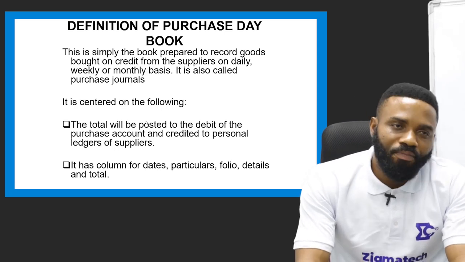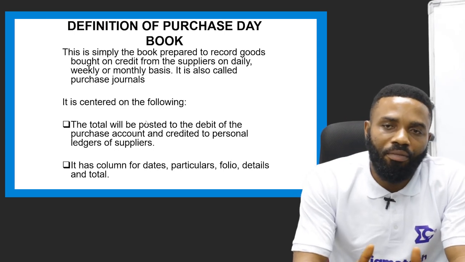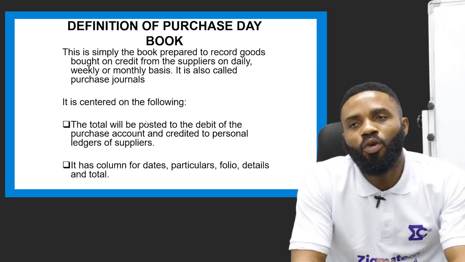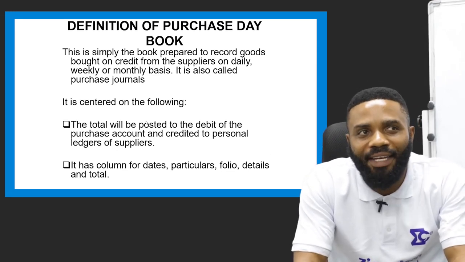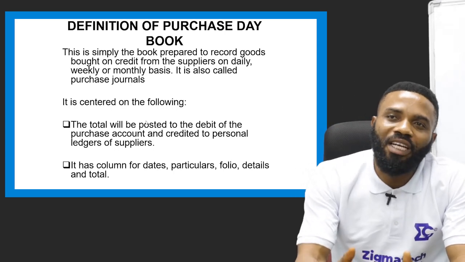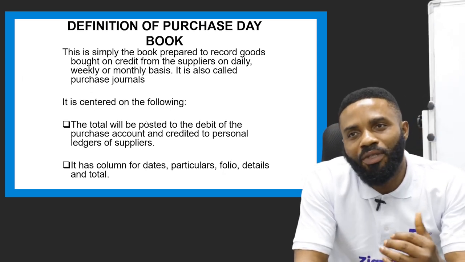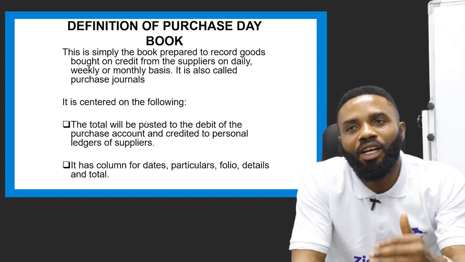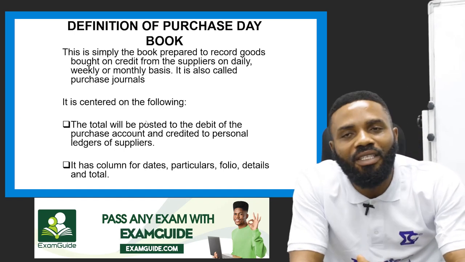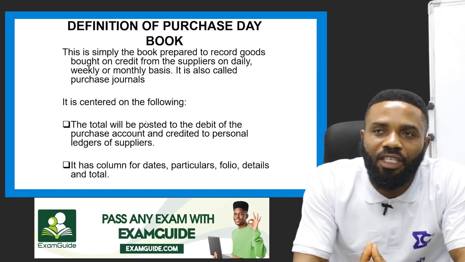Now we are saying that a business can decide to transact part of its business on credit, and some other time they want to do it on cash. So when a business decides to buy their items on credit, there is need for them to keep a record of all the goods that are bought on credit. So the record that they keep, or the book that is prepared to record these transactions either on a daily, weekly, or monthly basis, is what we call the purchase day book.